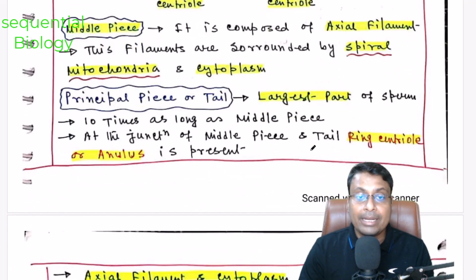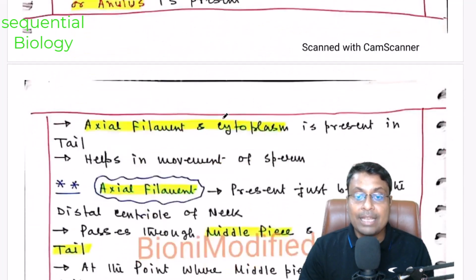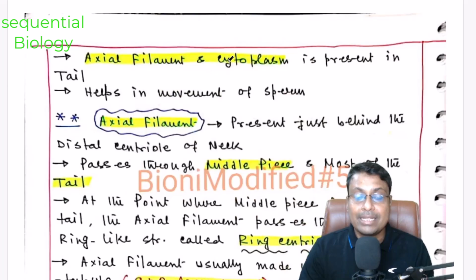part of the sperm, 10 times as long as the middle piece. At the junction of the middle piece and the tail, the ring centriole or annulus is present, and the axial filament and cytoplasm are present in the tail. No centriole or mitochondria can be found in the tail region, and this helps in movement of the spermatozoa.